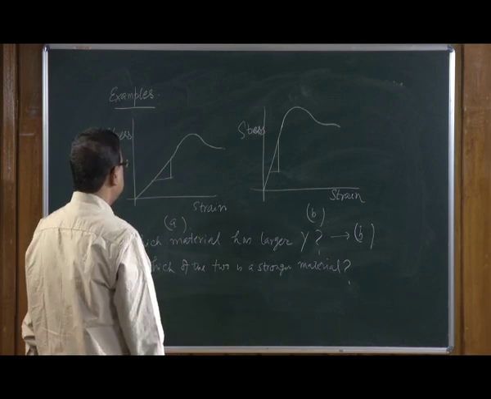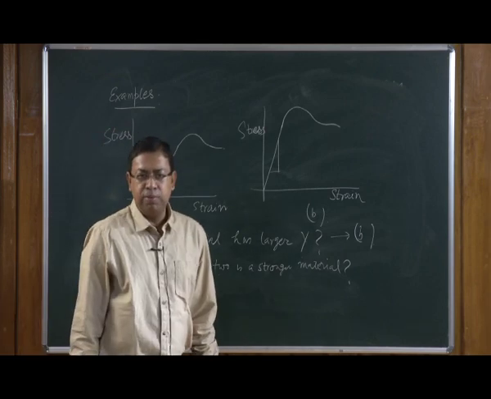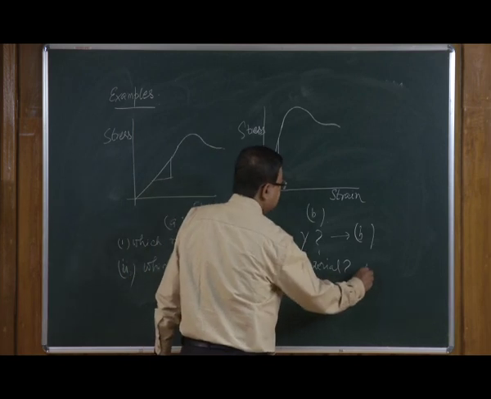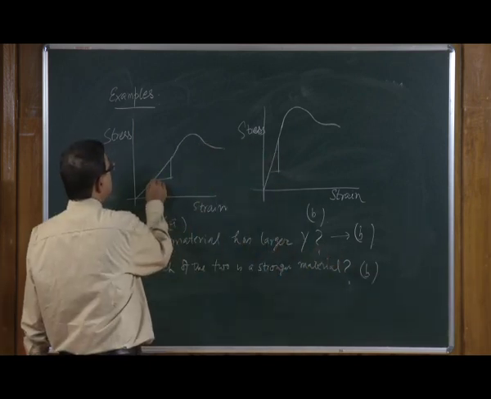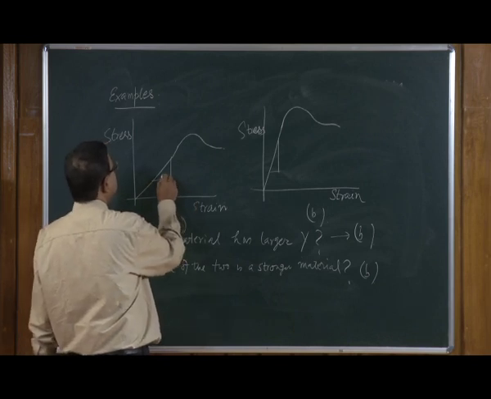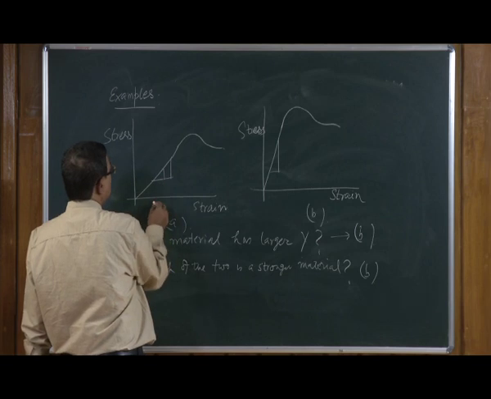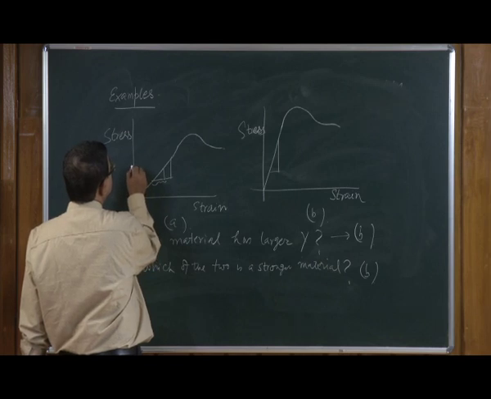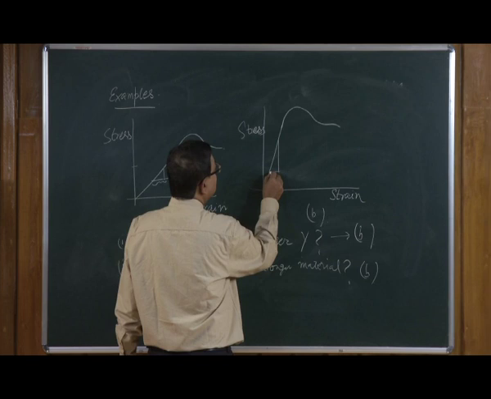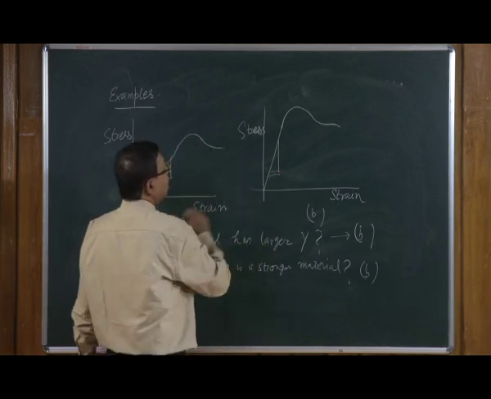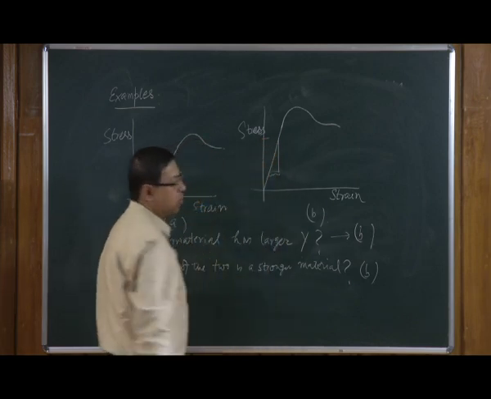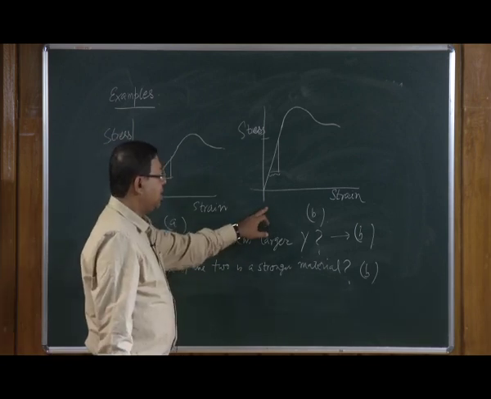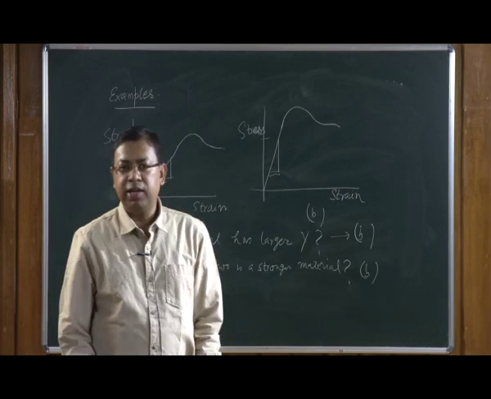And to answer the second question, which one of them denotes a stronger material, again the answer would be B. The reason is that to cause the same strain, you need a bigger stress for B. So to cause a strain of this much, a stress of this is required. However, to cause the same amount of strain in B, a much larger stress is required. So this B material has more strength as compared to the A material.